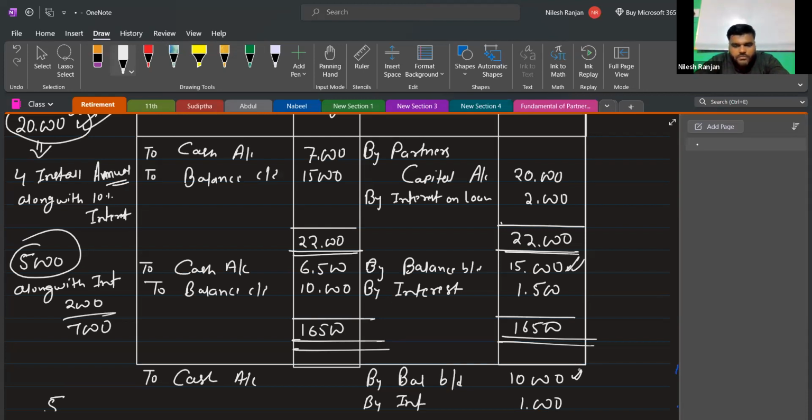1,500. Where? You wrote by interest. Yeah, I have written interest here also. 10% interest rate is given. Yes, sir. And it is calculated on which amount? 5,000. Opening balance of current year.